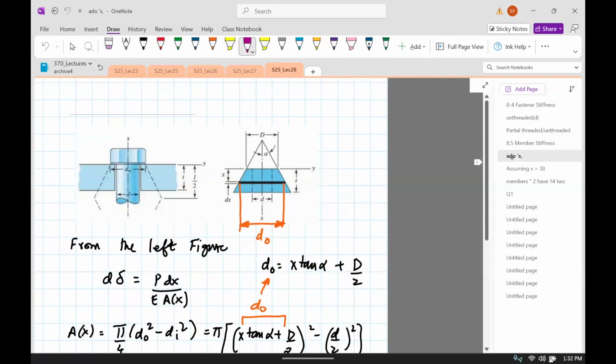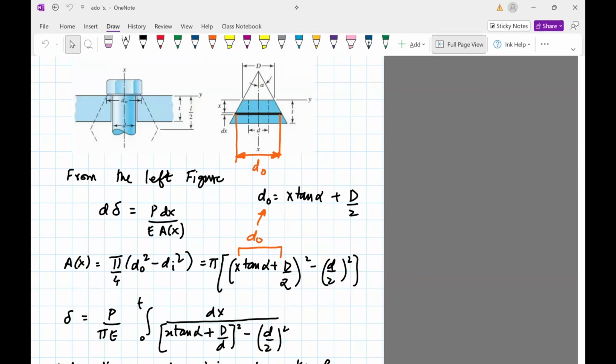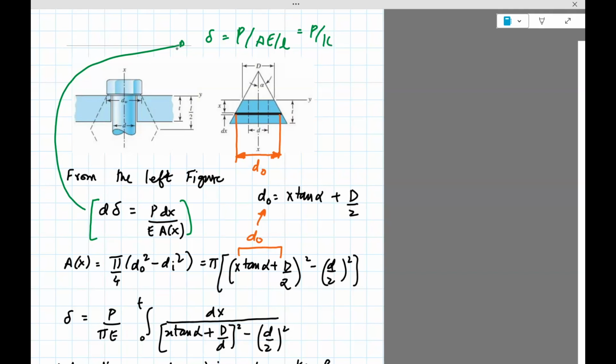Okay, so then in order to compute the stiffness of this part, what you do is you use the same expression as we used before. What is this expression? It's basically delta equals P divided by AE divided by L, or P divided by K, right? Remember, it comes from the stress-strain relationship.